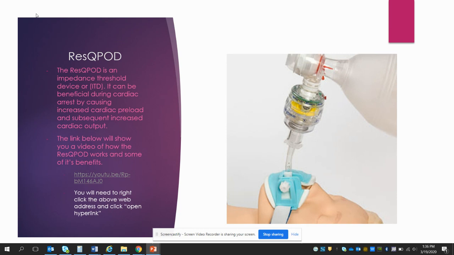But it does have a purpose and a place, and as you'll see in the video, you'll get a better understanding as to how that works. It does have a light that will flash about every 6 seconds to prompt ventilation, but that's not the purpose of the device. And then it needs to be removed if you obtain ROSC.